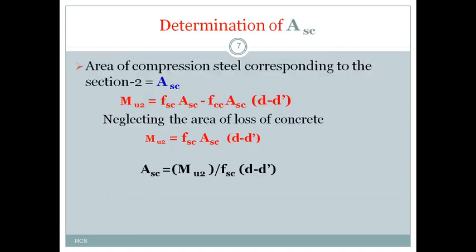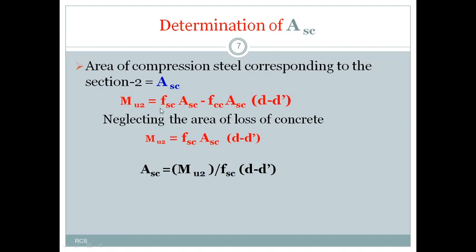Similarly, we have to calculate the area of compression steel. Again, the compression steel corresponds to section 2, because section 1 is only a balanced section of a singly reinforced beam, where we have to provide reinforcement in tension. Now in section 2, we have provided reinforcement in compression as well as tension. The compression steel is provided to develop the additional moment of resistance, to counteract that additional compression force. Then we have provided some additional reinforcement in the tension zone of section 2. Now based on that we have to calculate the area of compression steel corresponding to section 2.